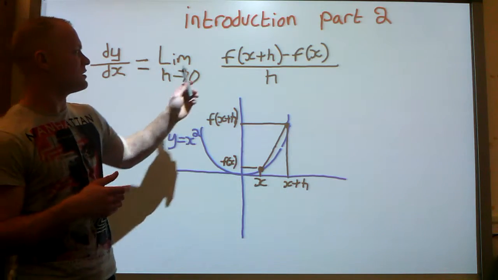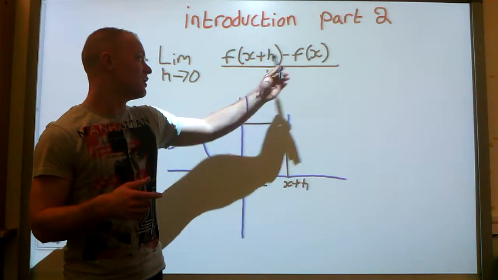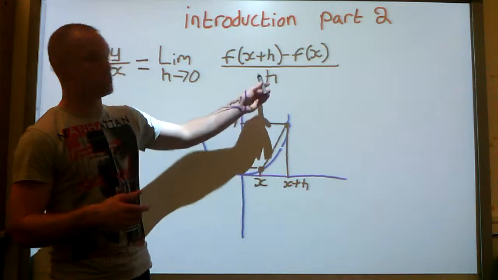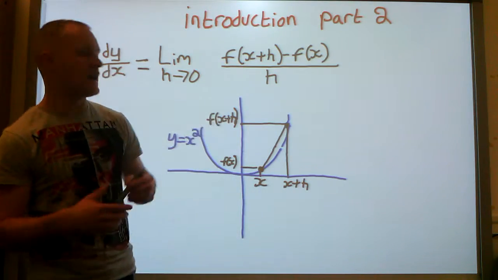The limit as h tends to 0 of f of x plus h minus f of x, all over h, would just be y2 minus y1 all over x2 minus x1. But when you subtract these two, you're always just going to be left with h on the bottom. So that's just a better formula for it. Okay? So just a quick recap of what we did last time.